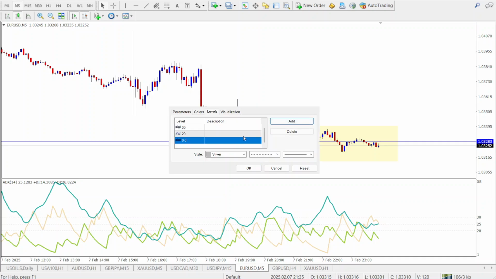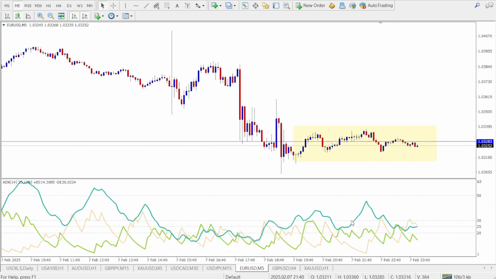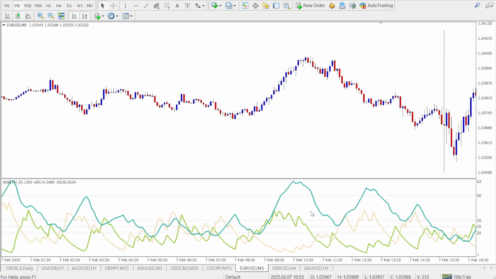Then I'm also going to add the 50 level. So when you have the ADX above 50, it shows a very strong trend, often indicating high momentum.